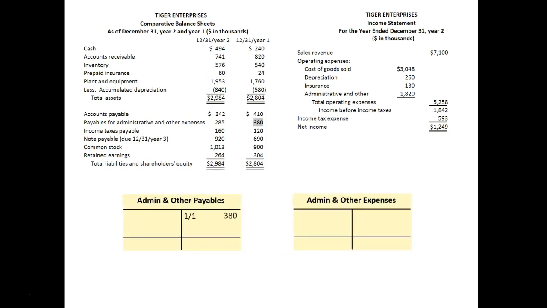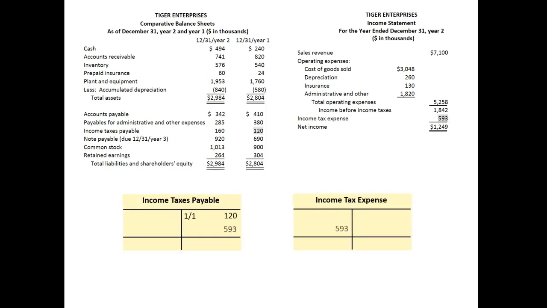Again, when we look at our admin and other expenses, our income statement shows $1,820,000. But our admin and other payables shows we began the year at $380,000. We ended the year at $285,000. We know that when we incurred those admin and other expenses, we debited our expense and we credited our payable. So how much of that was paid during the year would have been a debit to our payables account, showing that it was the $1,915 that was actually paid in those expenses.